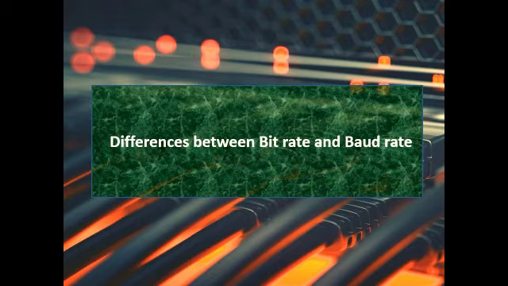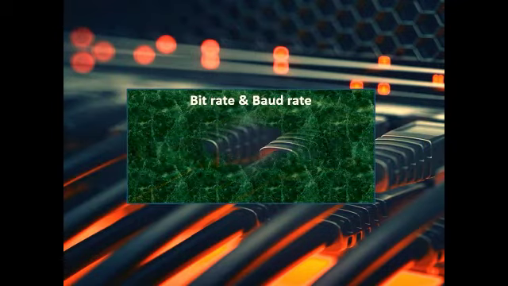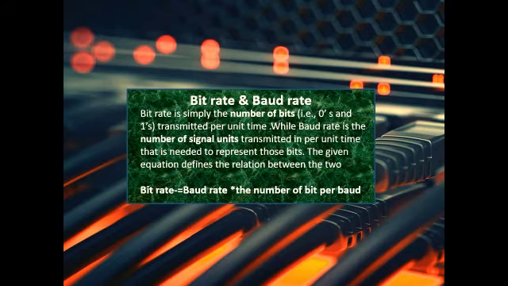Next topic is differences between bitrate and baud rate. Bitrate is simply the number of bits, that is zeros and ones, transmitted per unit time, while baud rate is the number of signal units transmitted per unit time that is needed to represent those bits. The given equation defines the relation between the two. Bitrate equals baud rate times number of bits per baud.